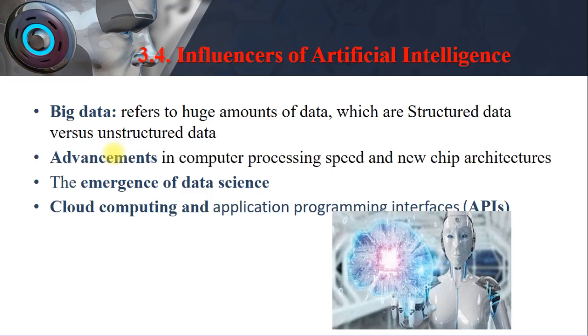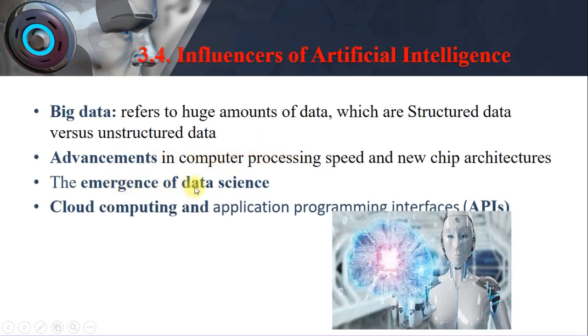That means the ability of computers to perform, or the processing speed, is high. As we discussed, big data means a huge amount of data. Such data is also produced in a very fast way, or quickly. So the computer ability or processing speed is according to the big data. So due to that, the advancement of computer processing speed is one influencer of artificial intelligence.